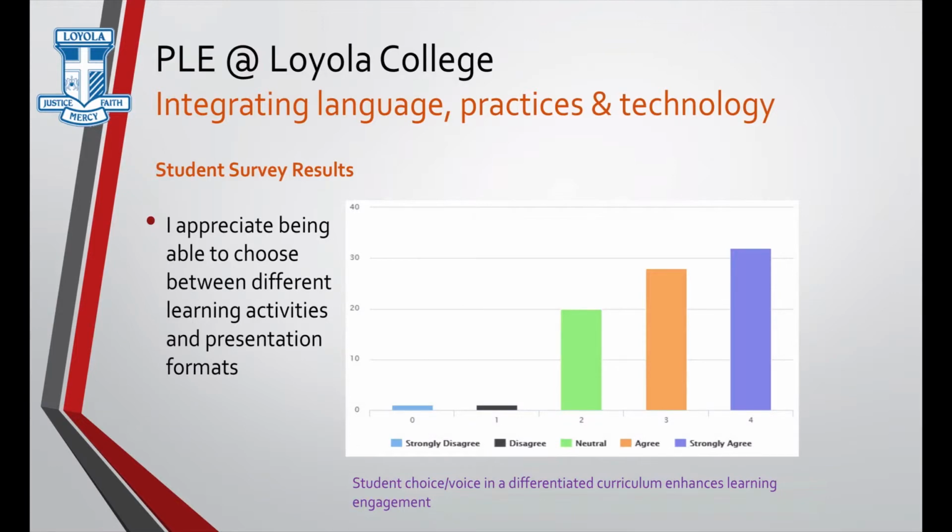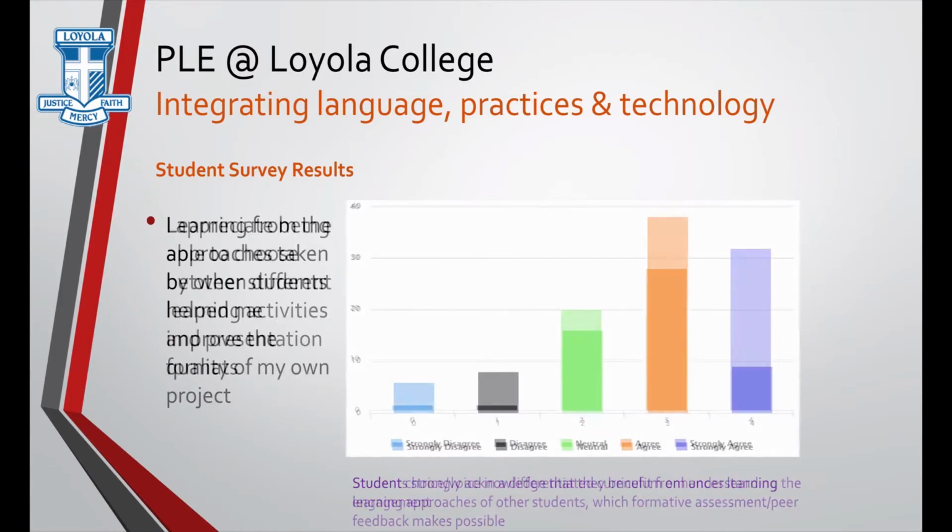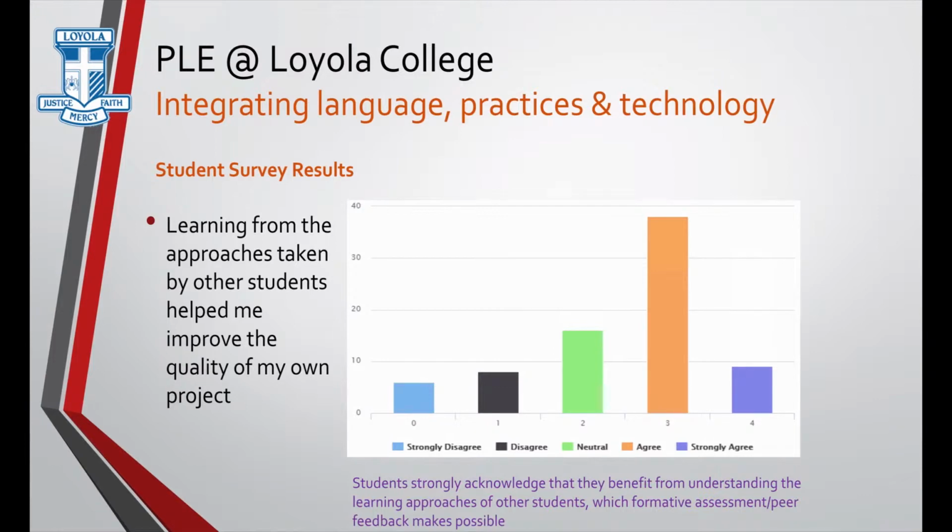We surveyed students, and not surprisingly, when you differentiate learning activities and you give students choice, and the holy grail is to actually give them the voice to be able to say, well, this is what I want to learn, they actually like having that opportunity. No, I don't think there's any surprises there.